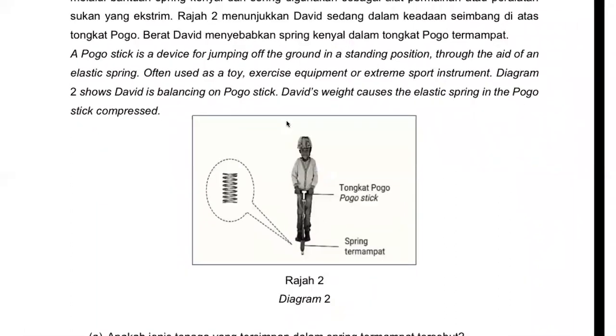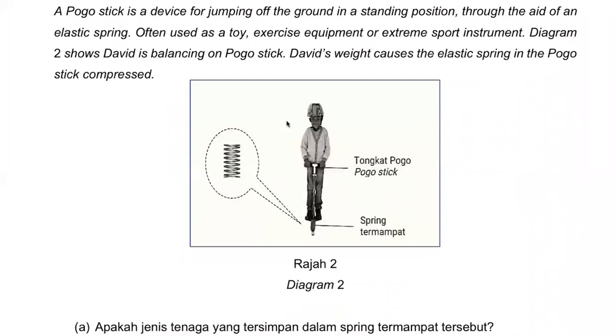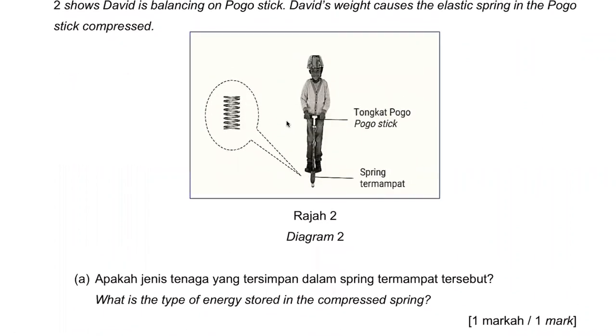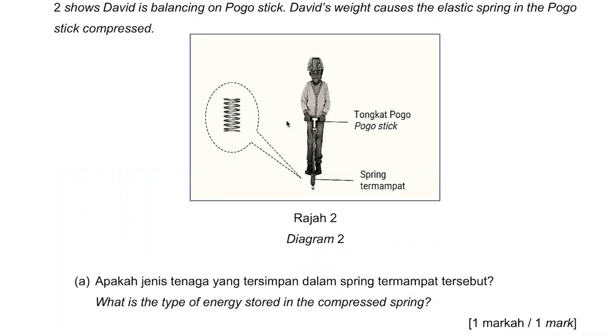A pogo stick is a device for jumping off the ground in a standing position through the aid of an elastic spring. Often used as a toy, exercise equipment, or extreme sport instrument. Diagram 2 shows David is balancing on a pogo stick. David's weight causes the elastic spring in the pogo stick to compress. What is the type of energy stored in the compressed spring? Jadi apa? Type of energy stored in the compressed spring.